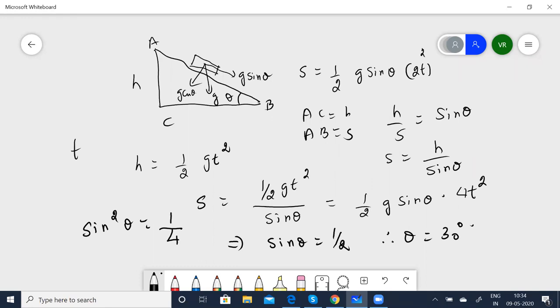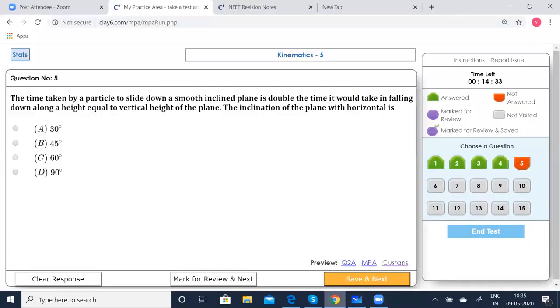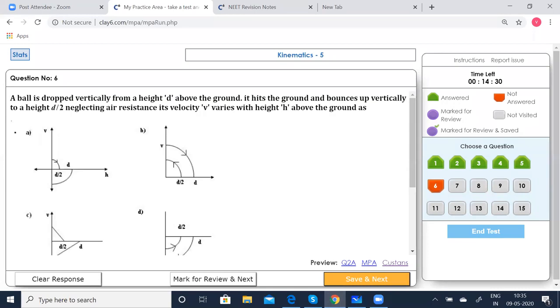Of course, you can refer to the problems and do the substitutions and simplify. You can arrive at this: S is equal to half g sin theta into 4t squared, but we need t squared. So from that, we quickly found out sin squared theta is equal to 1 by 4, or sin theta is equal to half, or theta is equal to 30. Let me see. So option A is correct. Click that and go to the next.